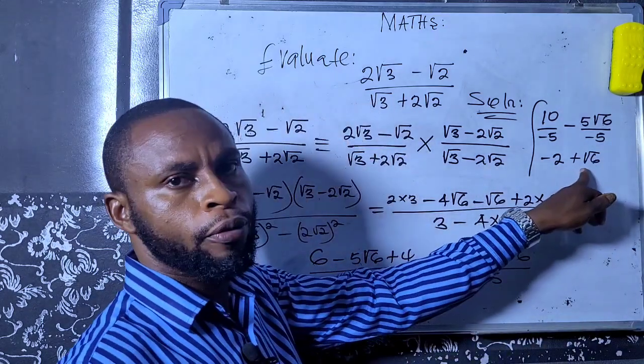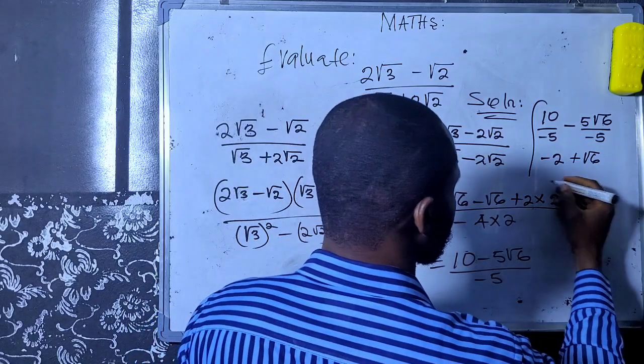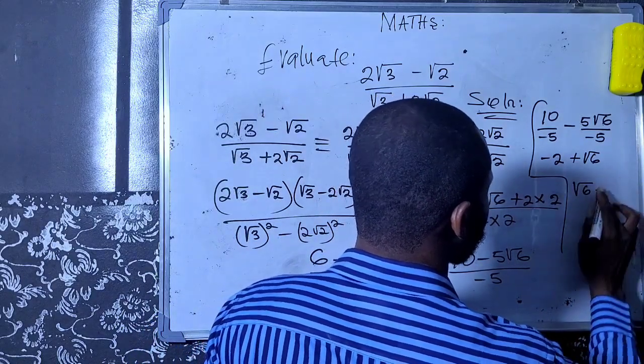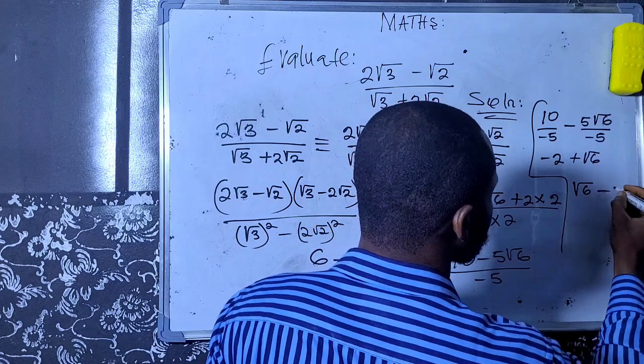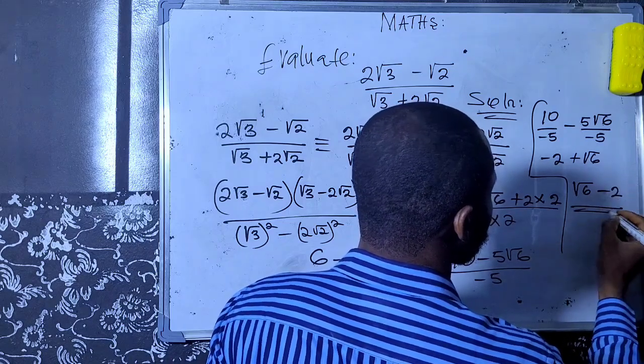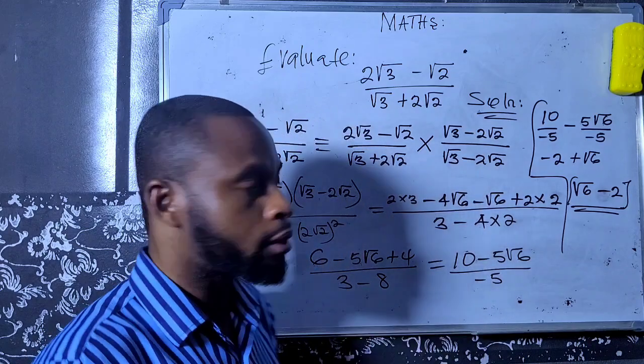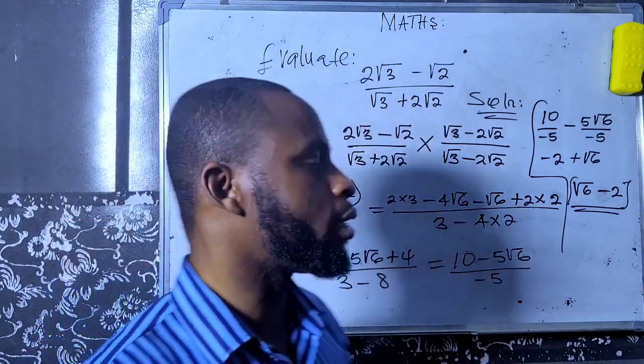Then we can also write this as root 6 minus 2. And this is the simplified form of this surds expression.